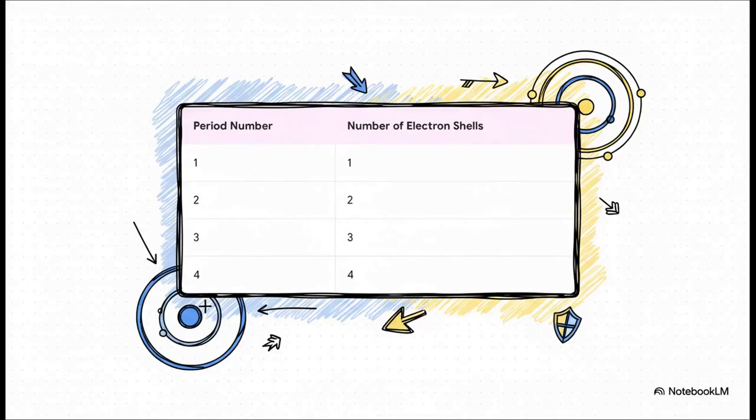Now for the periods, and you're going to love this, the rule here is wonderfully simple. The period number equals the number of electron shells an atom has. That's it. An element in period 2, like carbon, has 2 electron shells. An element way down in period 4, like iron, yep, it has 4 shells. This simple one-to-one connection is the absolute key to understanding everything that comes next.